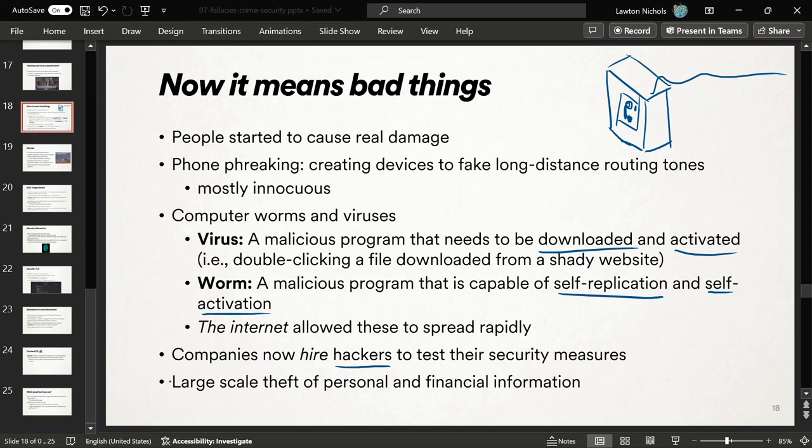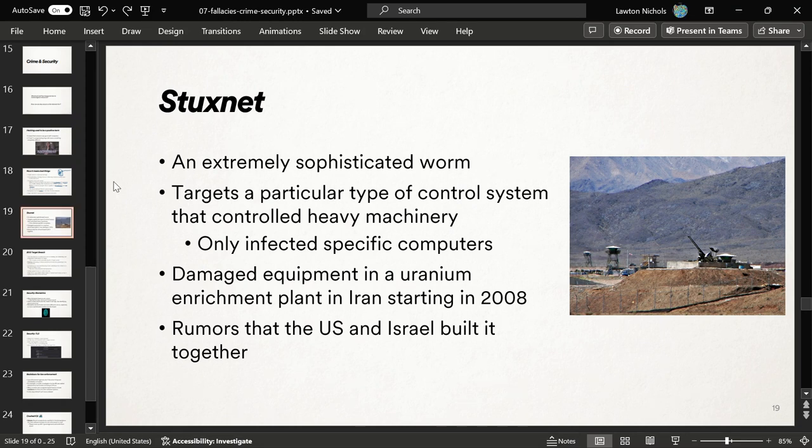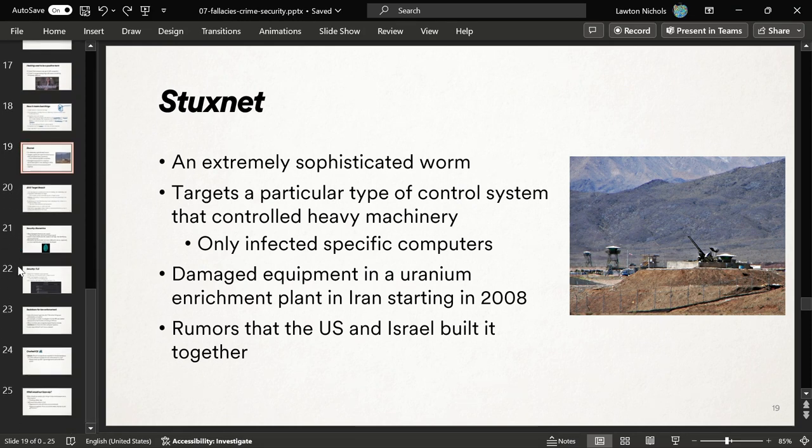I'm sure you've seen in the news plenty of cases of lots of personal information, lots of financial information getting stolen, and hackers were behind it, so we don't like that. That's crime on the internet, a very common crime. Here are some other fun crimes to talk about.